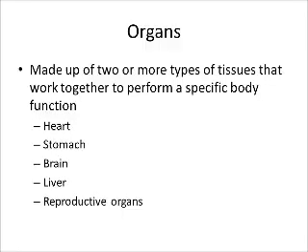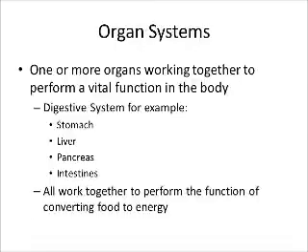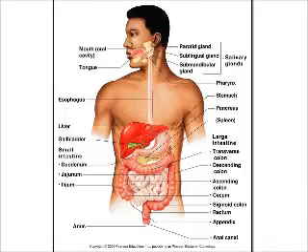The next level up are organs. These are made up of two or more types of tissue that work together to perform a specific body function. An example of an organ would be heart, stomach, brain, liver, or reproductive organs. One or more organs working together to perform a vital function creates an organ system. An example of this would be the digestive system, which contains the stomach, liver, pancreas, and intestines. All these work together to perform the function of converting food to energy. And we'll talk more about that when we get into the digestive system.